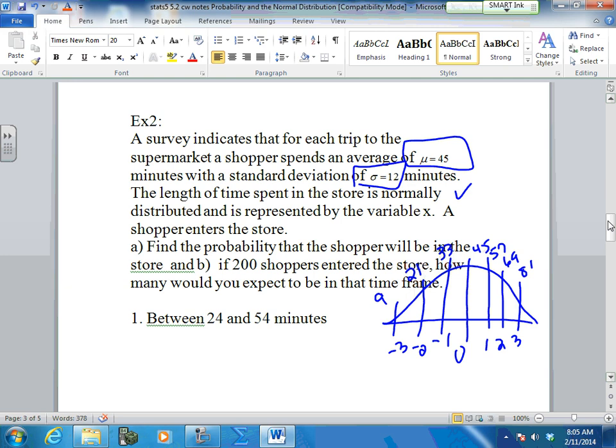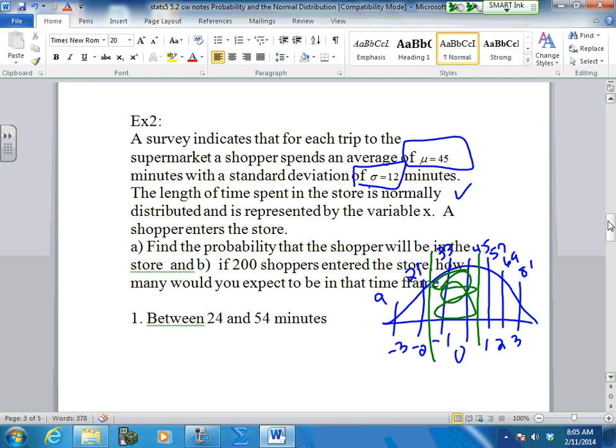Between 24 and 54 minutes. Somewhere between here and here. We want to know this piece right here. Okay? How do we do a between? Subtract your areas. So therefore, we have to do a z-score for 24, find its area, a z-score for 54, find its area, and subtract them.